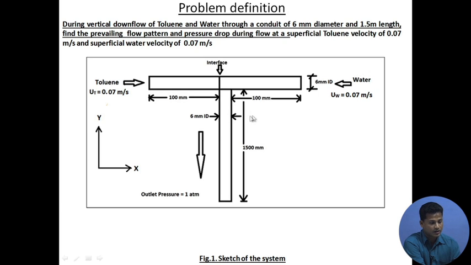So, here is a downflow. These are two inlets, and a 6 mm ID channel is selected, and the length of this channel is 1.5 meter, 1500 millimeter, with the side branches at 100 millimeter. So, my dimensions, this is the y, and this is x. Y is projecting along the length of the conduit section. So, as we can see, this is a downflow situation.